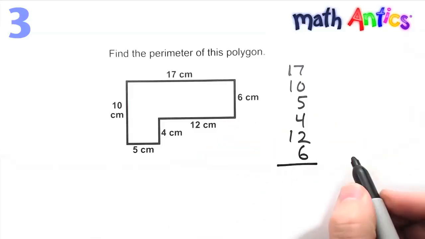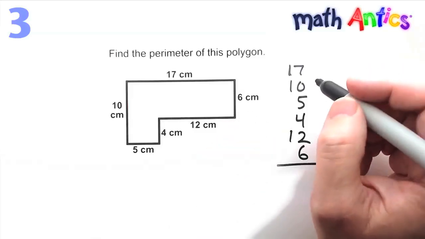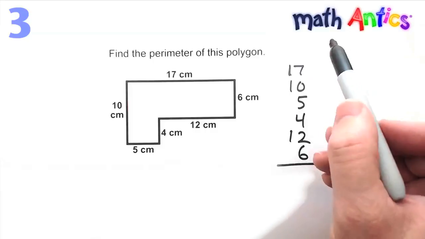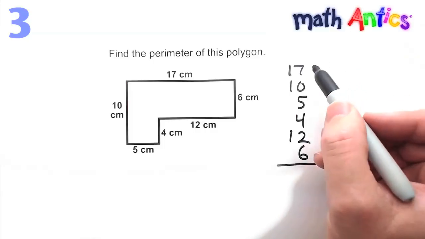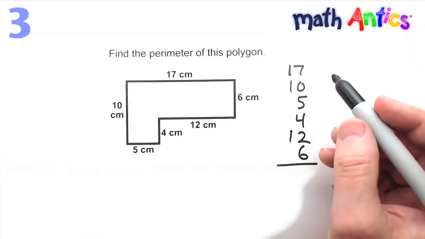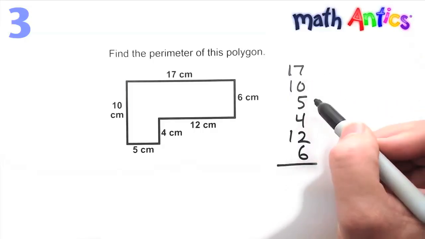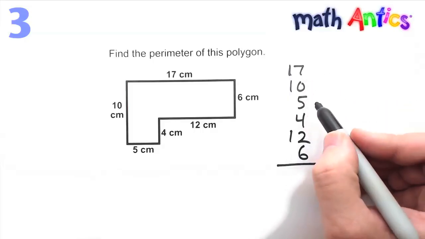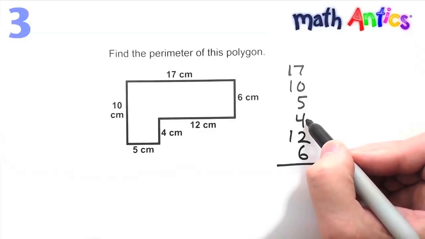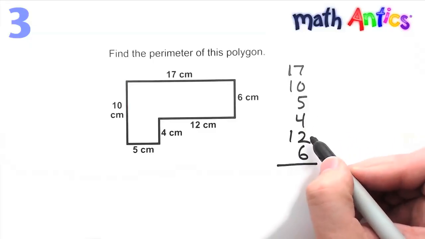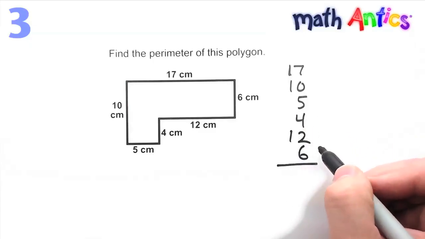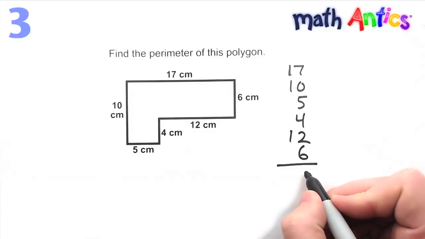All right, so we need to add all those up. So the only trick here is being careful that we add these up correctly. So we have 7 plus, I'll do this step by step so it's a little easier to follow. So 7 plus 5 is 12. 12 plus 4 is 16. 16 plus 2 is 18. 18 plus 6 is 24.